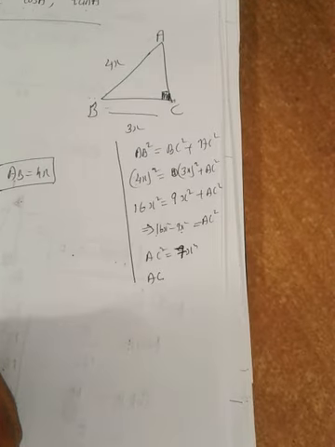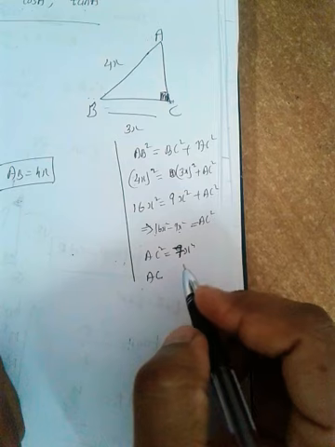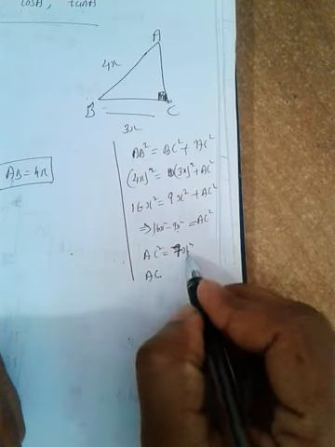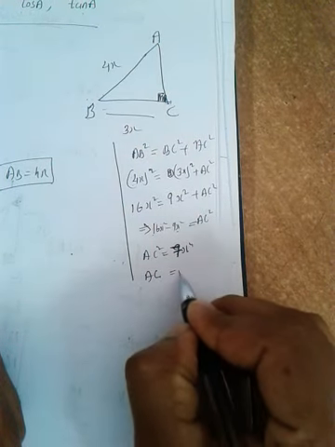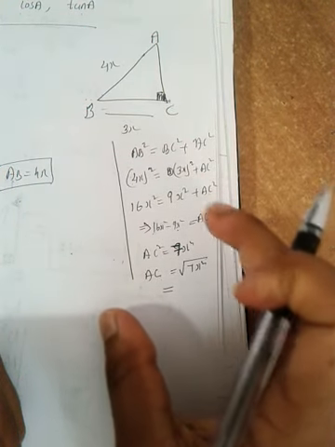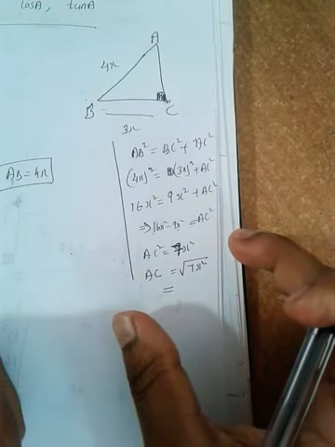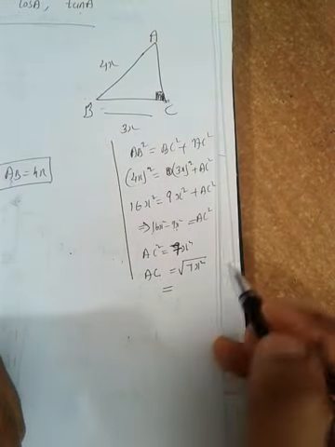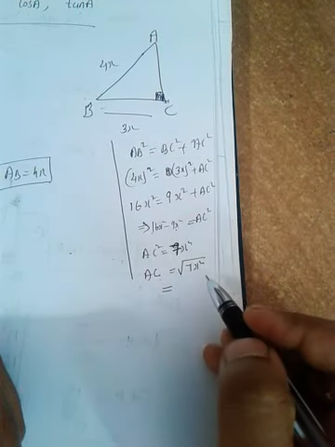Sorry. 7x square itself. So AC square will be 7x square. We need AC. So AC will be square root of that. Square root of 7x square. Any problem? It is a little bit difficult to understand. Are you following me? See, AC will be square root of 7x square.